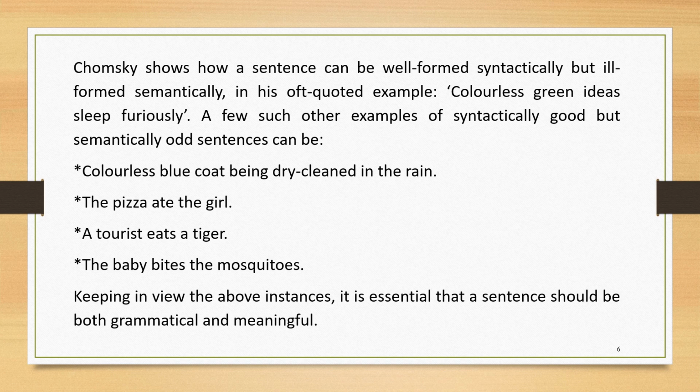This can happen. And this happens in fact. A tiger eats a tourist, but a tourist eats a tiger is very odd semantically because the syntactic structure is altered here. The baby bites the mosquitoes. Same problem with this sentence as well. The baby bites the mosquitoes. The mosquitoes bite the baby. Had the sentence been the mosquito bites the baby, then it would have been all right semantically. However, it is the baby bites the mosquitoes that makes it semantically ill-formed. Okay, this is very odd.